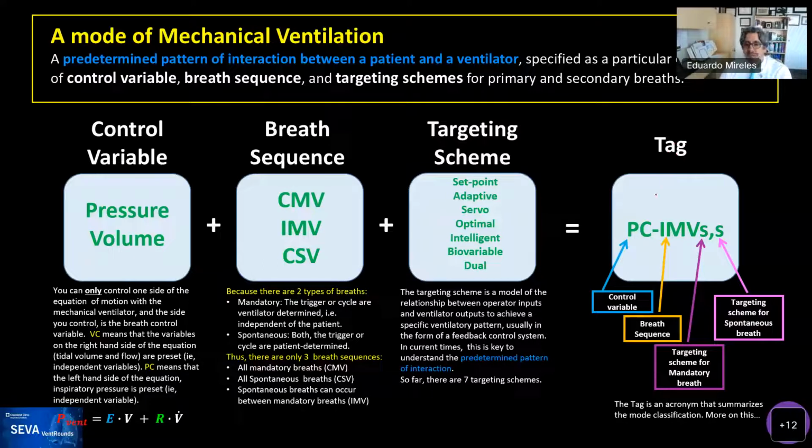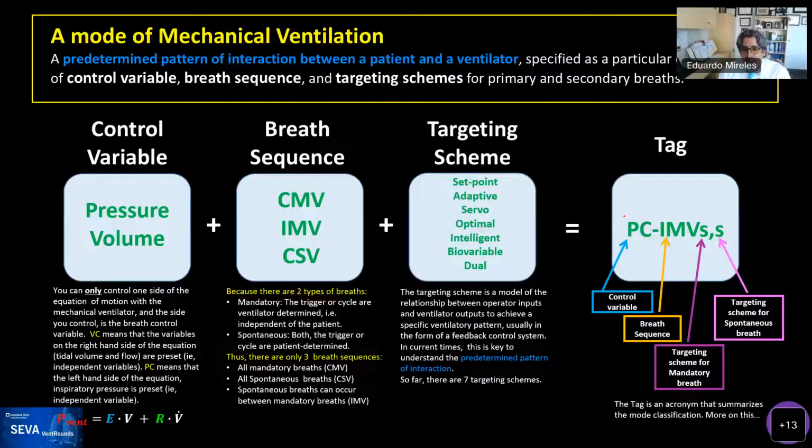And we created this thing called the tag, which is the taxonomic attribution group, which essentially summarizes the control variable, which we have discussed. This could be only pressure or volume. The breath sequence can only be all the breaths mandatory, so continuous mandatory ventilation, a combination of mandatory and spontaneous breaths, or only spontaneous breaths. And then that is combined with one or more targeting schemes. There are 7 so far that we have described, but there easily can be more as technology advances. And for that, there's the tag.